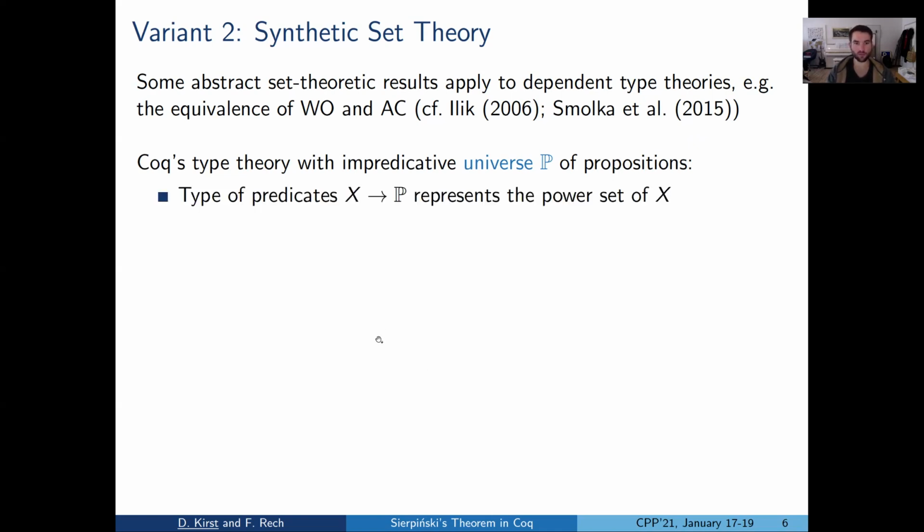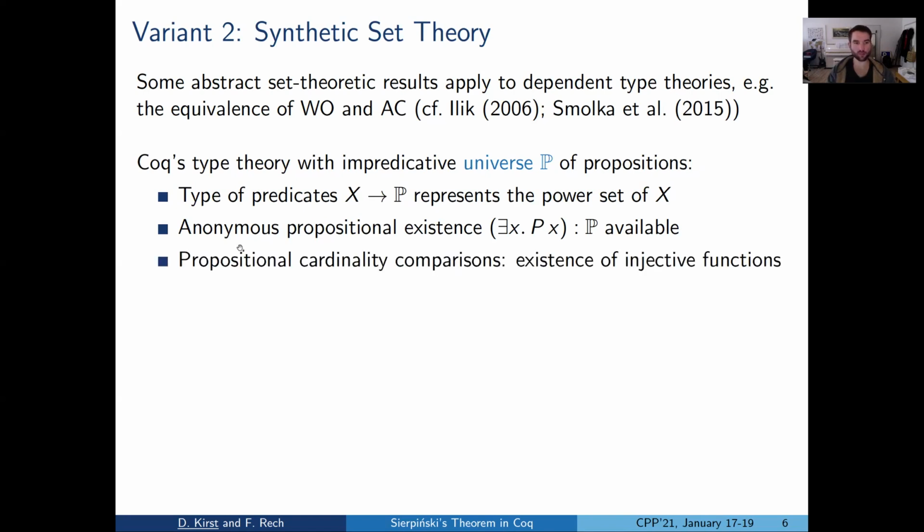So in fact, what we have is a type of unary predicates, which can always be seen as a power set. And we have a notion of anonymous propositional existence, which for instance can be used to define propositional cardinality comparisons, based on the hidden, anonymous existence of injective functions. And moreover, the type theory is still consistent with assuming a principle like unique choice, which is somewhat hardwired in set theory. And by assuming this in Coq's type theory, we make the setting even closer to set theory.